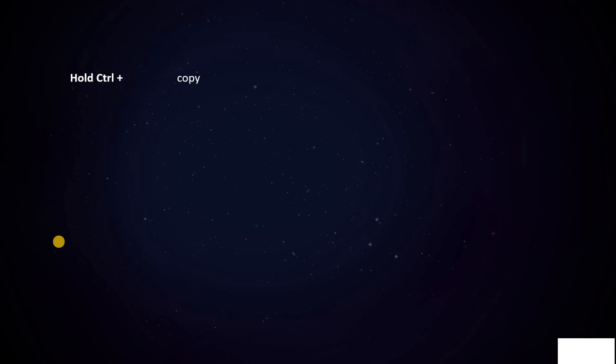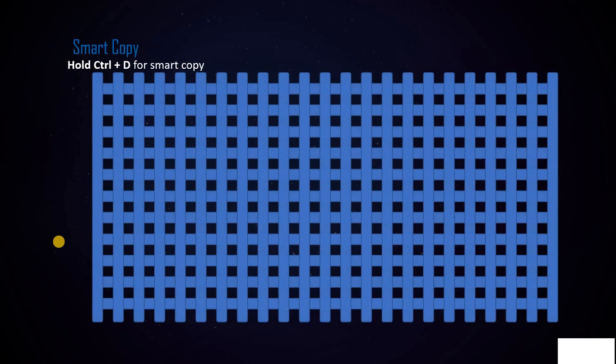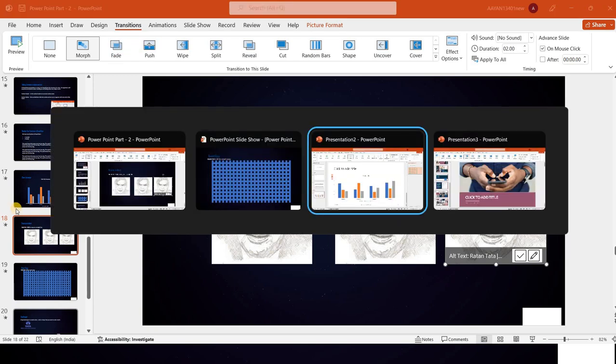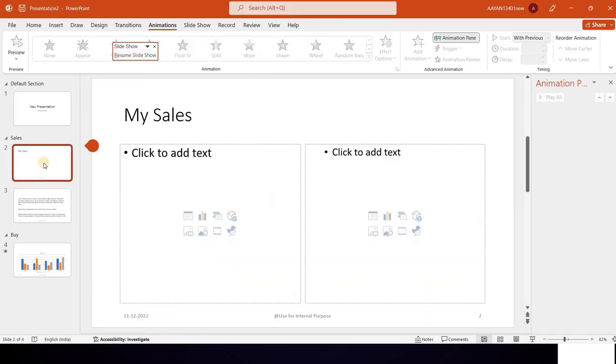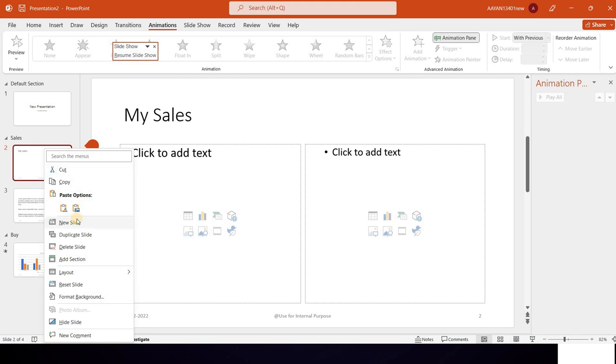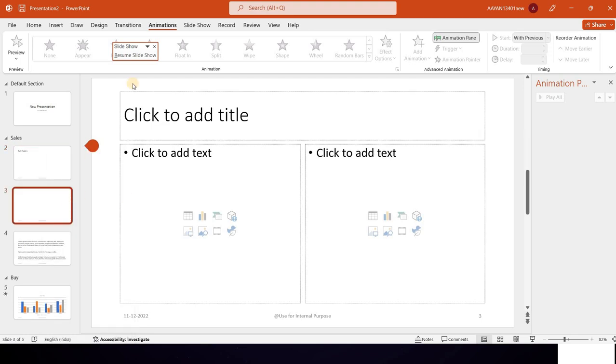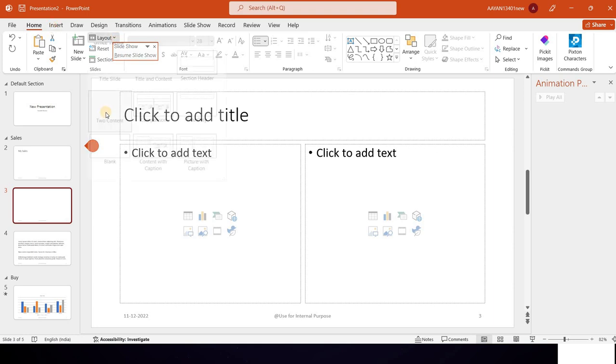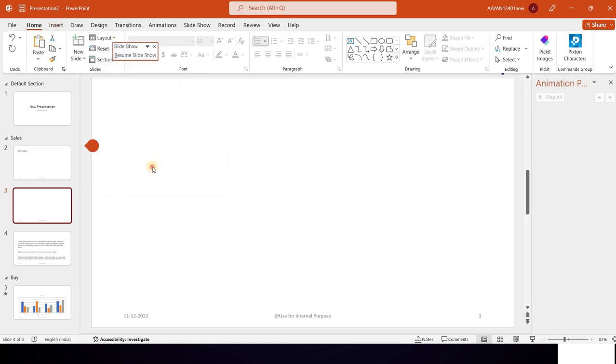Coming to the next one. The next option is Control D. This is the smart copy. That is, Control and drag will copy your object. So for this, let's suppose I'm creating a new slide here. Then I'm changing this layout option to blank.